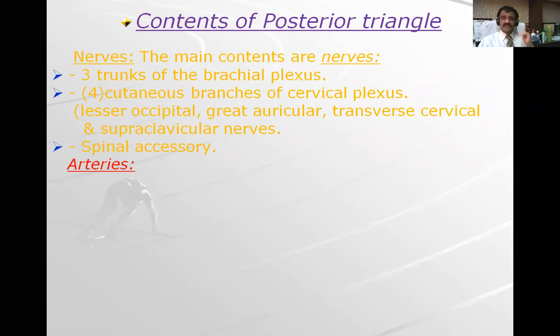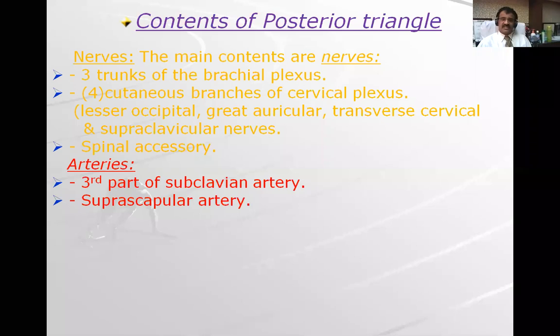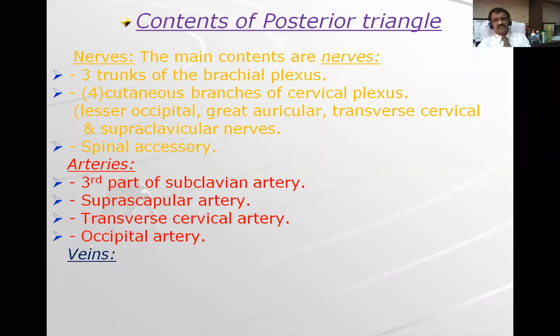And we see also arteries in the posterior triangle as far as contents are concerned. We see the third part of the subclavian artery. Subclavian artery has got three parts: first part, second part, third part. The third part is beyond the first rib, and it comes in the posterior triangle. And also the suprascapular artery, transverse cervical artery, and occipital artery. These are the other arteries which are present in the posterior triangle.